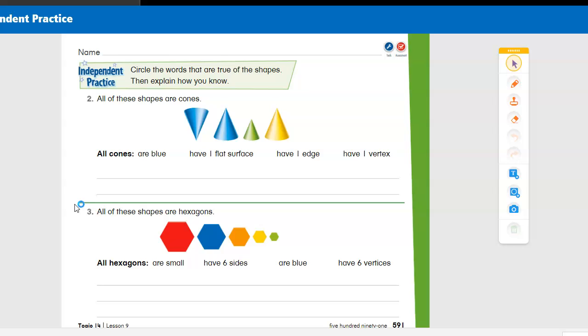It wants you to do the same thing for number 3. In number 3, it says all of these shapes are hexagons. Then our statements say all hexagons are small. All hexagons have 6 sides. All hexagons are blue. And all hexagons have 6 vertices. So it wants you to circle the correct answer choices for all hexagons, not just a few, but all 5 of those hexagons at the bottom.